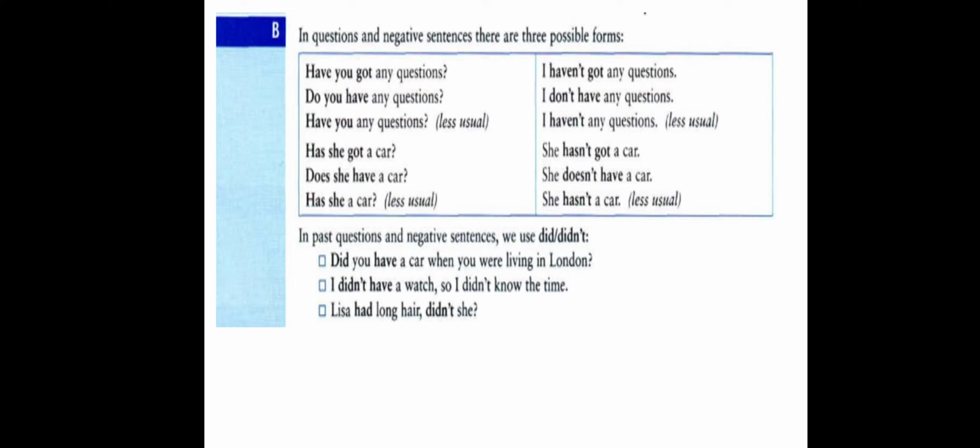As well, if has is a main verb, we can bring it forward and it becomes has she a car, but this is less usual. This kind of form is not commonly used, so don't use it. It is better to use the previous two forms. Either you bring have forward and got remains after the subject, or you use do or does, but don't use have or has, which are main verbs, and bring them forward. This is a less usual form, and it is odd. It is not used.